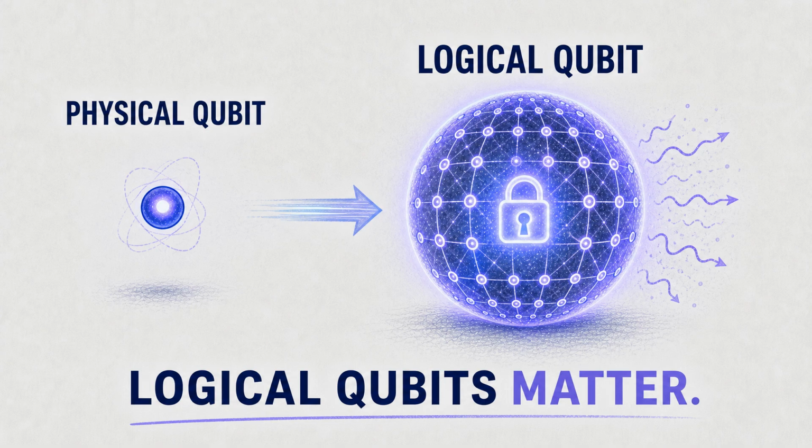This leads to an important distinction. A physical qubit is one real hardware qubit. A logical qubit is a protected qubit made from many physical qubits working together. For large, useful algorithms, logical qubits matter far more than raw qubit counts.